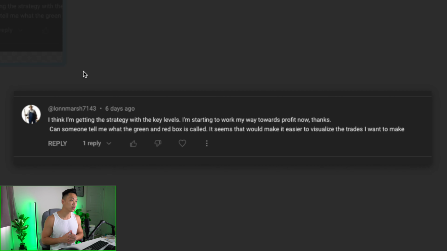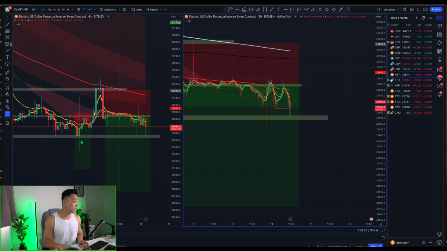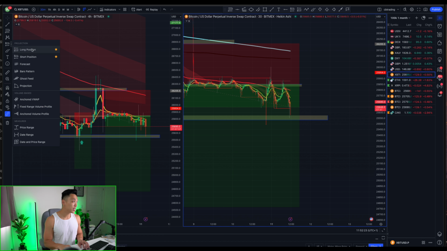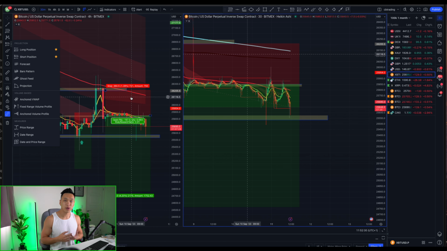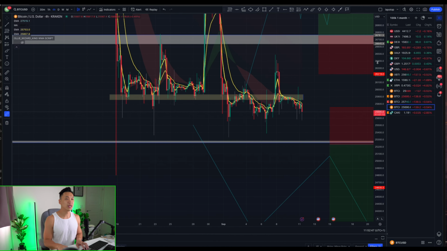Thanks. Can someone tell me what the green and red block is? It seems to work easier with visual with the trades I want to make. What these green and red blocks are is a tool on TradingView where you can set your buy and sell. All you have to do is go onto the left hand side, and then go on forecasting, and on the projection or forecasting you have long position, short position, forecast, bar patterns, loads of different things. You can use the bar patterns to copy before and after patterns, and that will help you predict the market or visualize the market in a way you want to see, because that's what we're doing. We're planning our trade and trading our plan. So let's start with the juicy stuff.